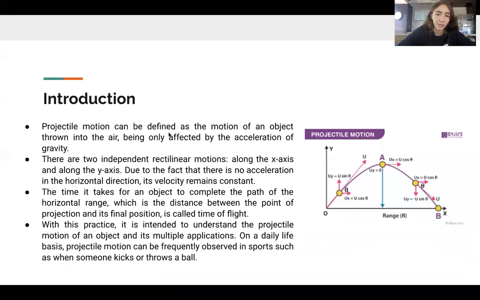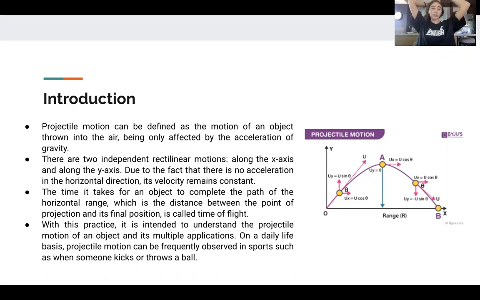For my key activity, I decided to go with a project based on projectile motion, which can be defined as the motion of an object thrown into the air, being only affected by the acceleration of gravity. There are two independent rectilinear motions along the x-axis and along the y-axis. Due to the fact that there is no acceleration in the horizontal direction, its velocity remains constant the whole time and the whole trajectory.